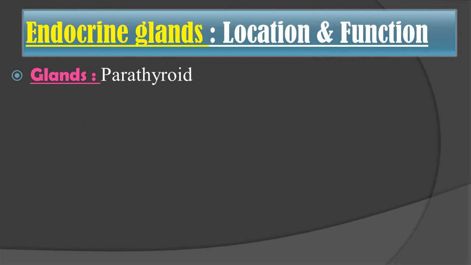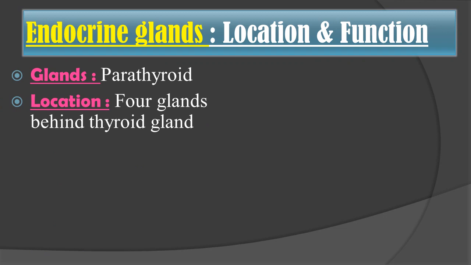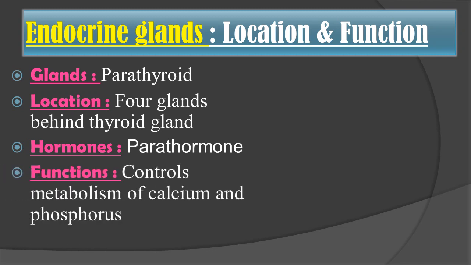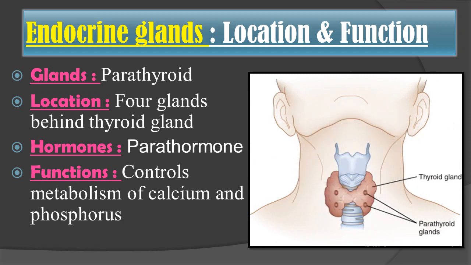Okay, now your fourth gland is parathyroid gland. So location, it is present, 4 glands behind the thyroid gland. Now in our previous slide we have seen thyroid gland. So these are the 4 glands at the back of thyroid gland. The hormone secreted by these glands is parathormone. And the function of this hormone is to control the metabolism of calcium and phosphorus. Now here this is the thyroid gland, and you can observe here the 4 dotted structures, these are nothing but the parathyroid glands.